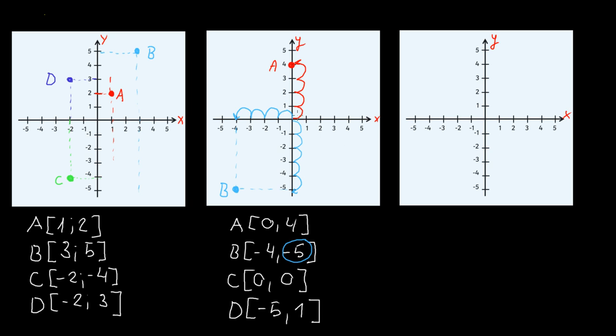Again, let's do C. C is very simple. 0, 0 is always the center of the coordinate system. It's kind of the beginning. And then we have the letter D. So we have again -5. We kind of travel right here.